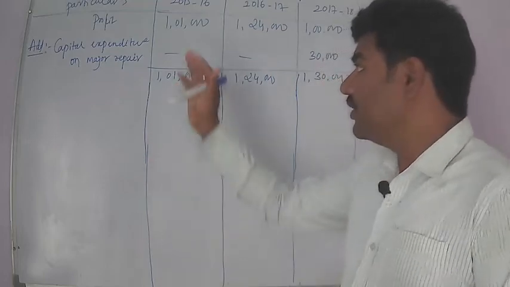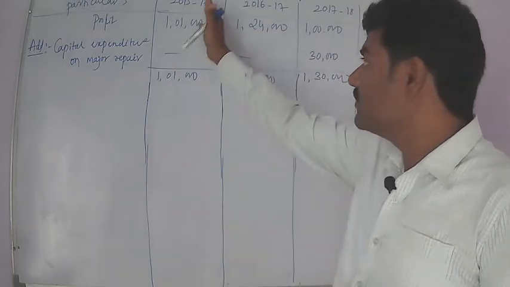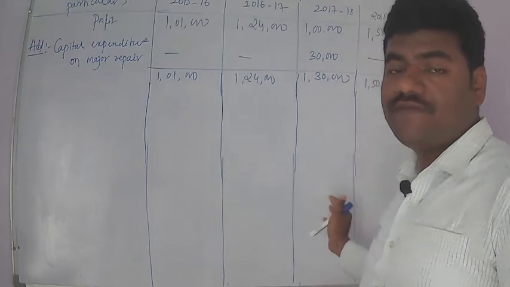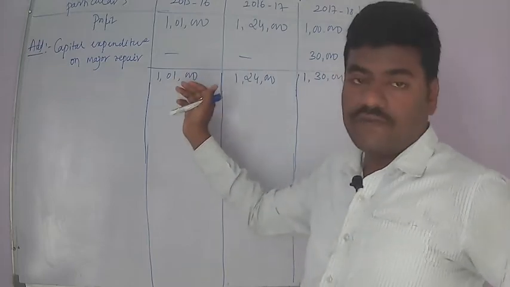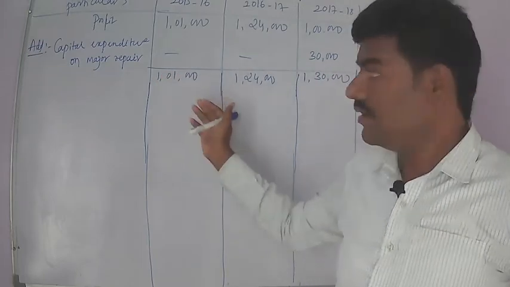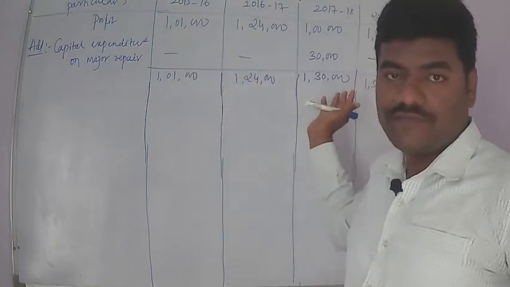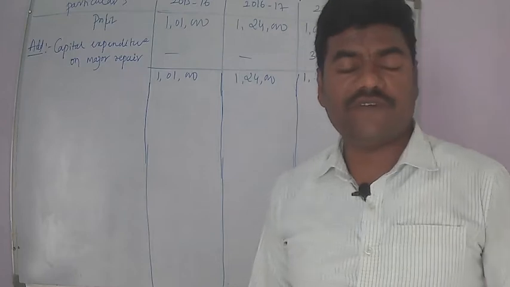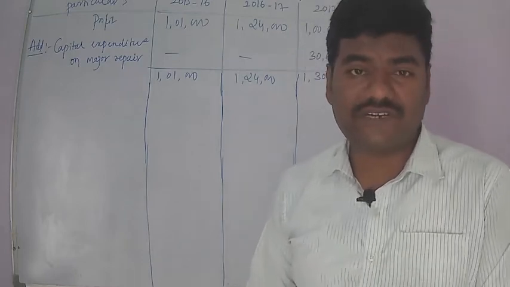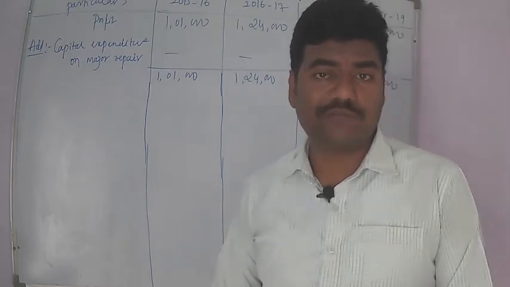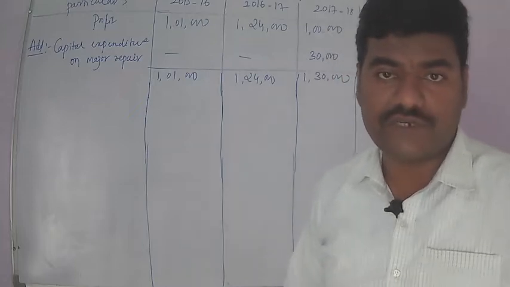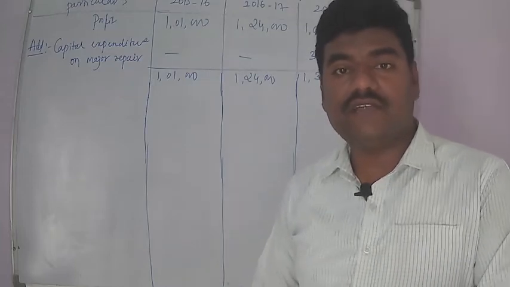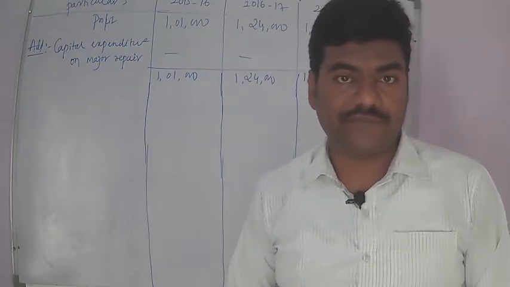They have given 4 years' profit here. We are supposed to calculate adjusted profit in the first step. These are the profits I have noted down here. The first adjustment says that a major repair made to the plant, rupees 30,000, is treated as revenue expenses.